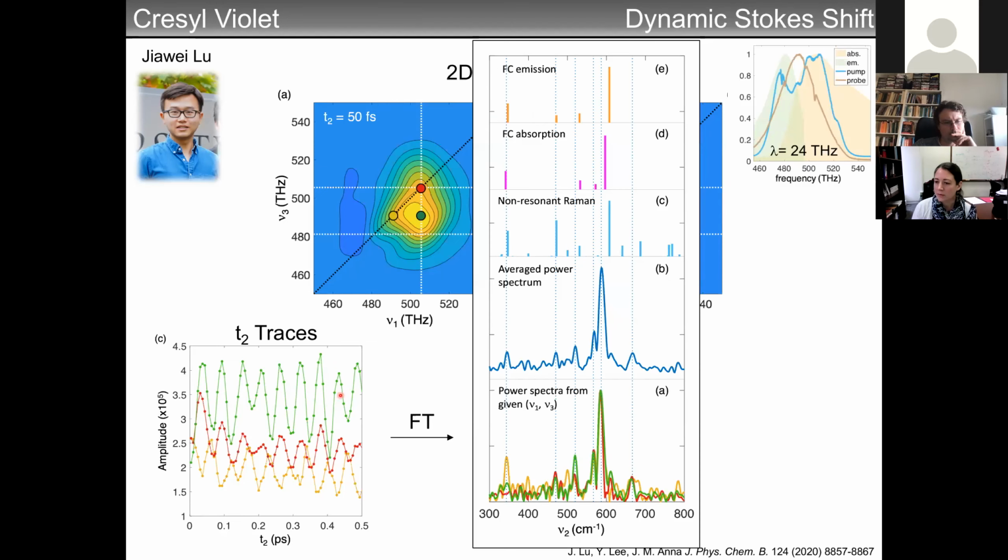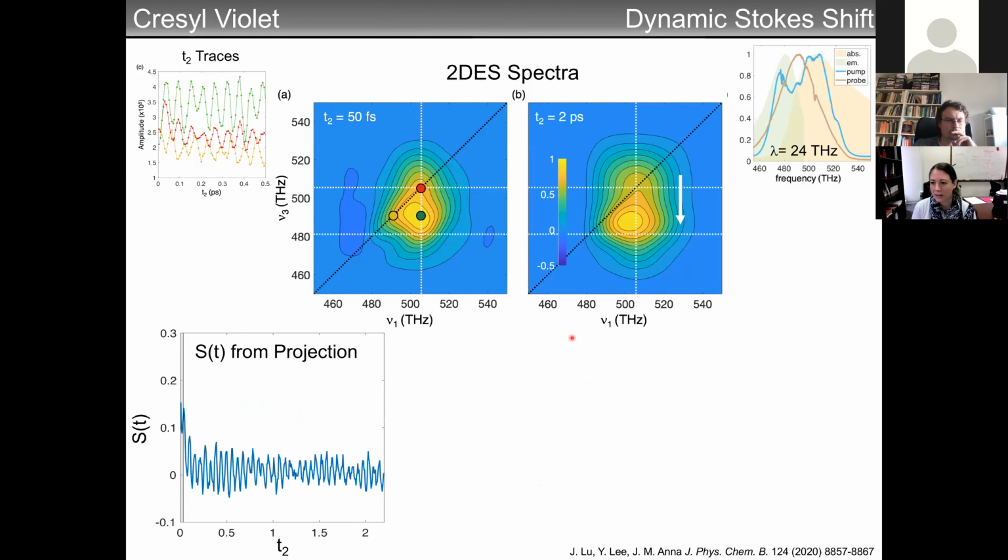We can Fourier transform these oscillations to extract the frequency of the oscillation. Again, here it's color-coded. We can perform this analysis for the entire 2D spectra so that we can extract all of the oscillatory components contributing to the spectra, and that's this average spectra here in blue. Then we can compare these transitions to those calculated from DFT and TD-DFT calculations. So the key here is that we have these oscillatory components, we assign them to vibrational coherences, and they're really well characterized. Okay, so now we can extract the Stokes shift function.